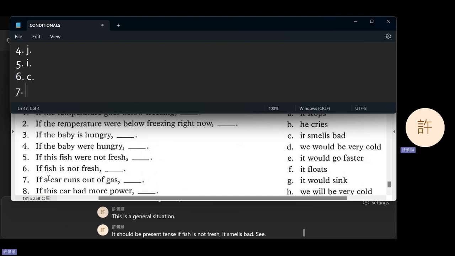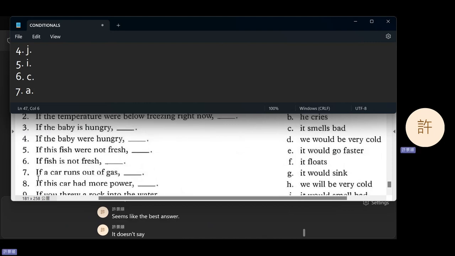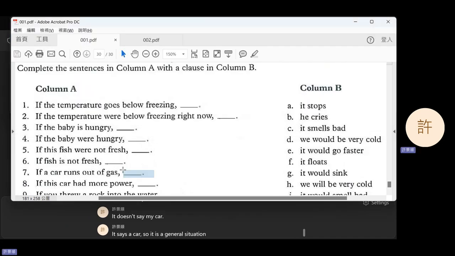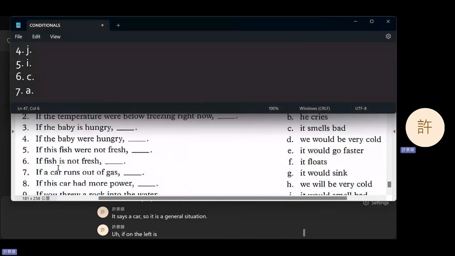Number seven. If a car runs out of gas, it stops. Seems like the best answer. It doesn't say this car. It doesn't say my car. It says a car. So it is a general situation. If on the left is present tense, on the right is also present tense.